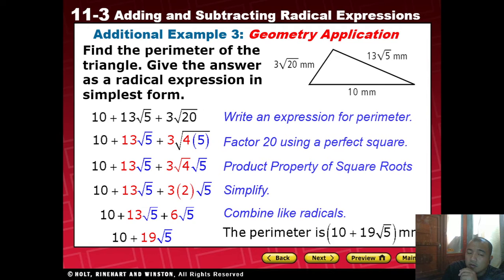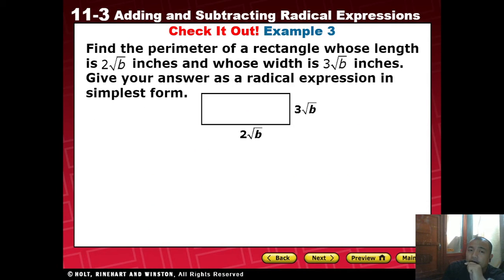Okay, you can also get the equivalent decimal number by using your calculator. Another example application. Find the perimeter of a rectangle whose length is 2 square root of b inches and whose width is 3 square root of b inches. Give your answer as a radical expression in simplest form. So the length is 2 square root of b, the width is 3 square root of b.